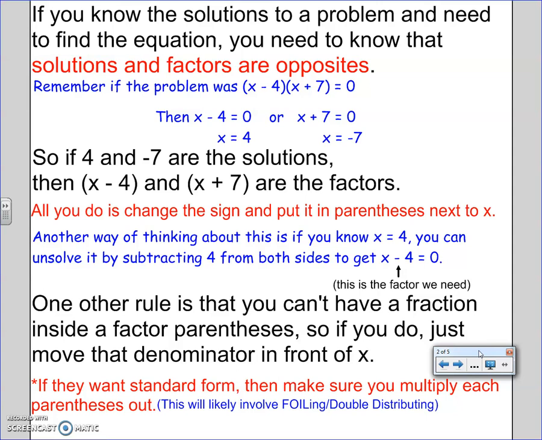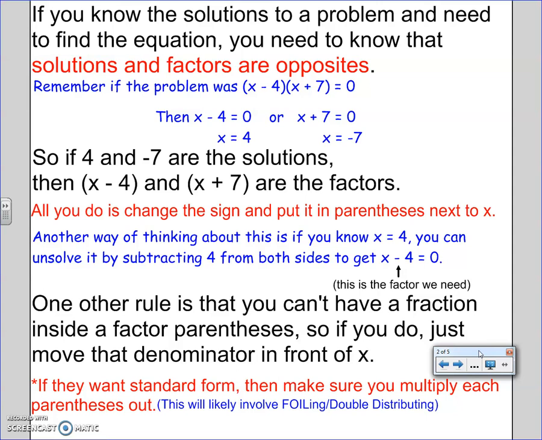So if the problem was x minus 4 times x plus 7 equals 0, you said each factor equals 0, so x minus 4 equals 0 or x plus 7 equals 0. Solve each to get x equals positive 4, x equals negative 7. So if 4 and negative 7 are the solutions, then x minus 4 and x plus 7 are the factors. All you really do is change the sign and put it in parentheses next to x.